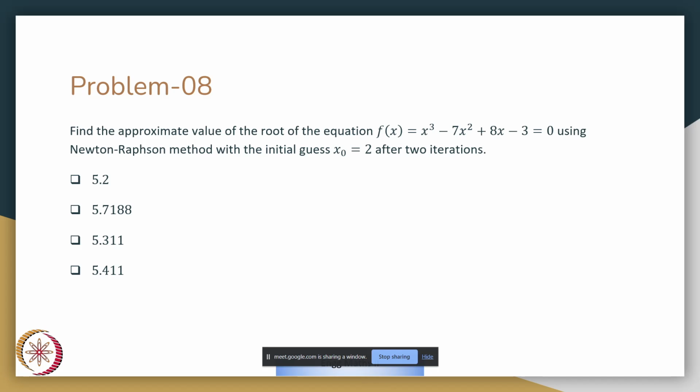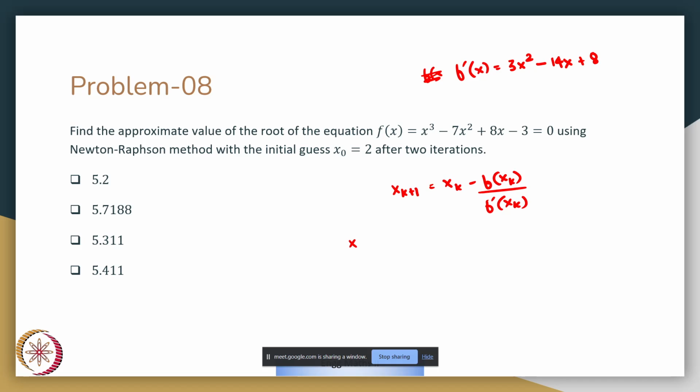So the Newton-Raphson method generally converges faster. It has second order convergence, but its limitation is that you usually need your guess value closer to your root value. So for the Newton-Raphson method, the update rule is given as x(k+1) is xk minus f of xk upon f dash of xk. In our case, f dash of x would be equal to 3x square minus 14x plus 8.